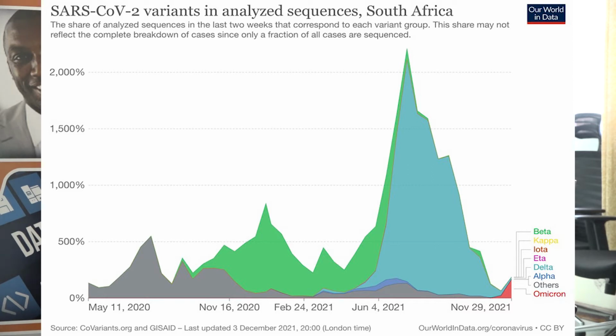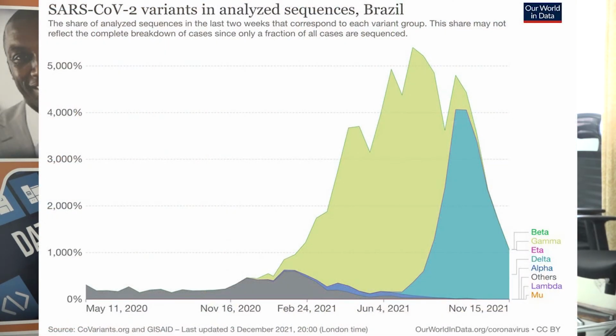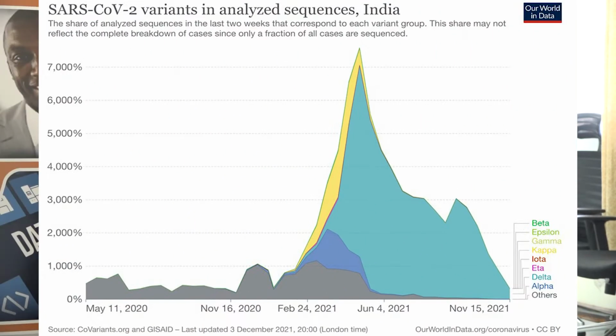If you look at Brazil, Brazil started with the Wuhan variant, and then, as we said, the first country where the Gamma variant was identified was Brazil. But when the Delta variant came from India, the first place where it was discovered, it displaced all the other variants. So now in Brazil, the dominant variant is the Delta. And we end with India. Again, it started with the Wuhan one, and then it was displaced by the Delta.